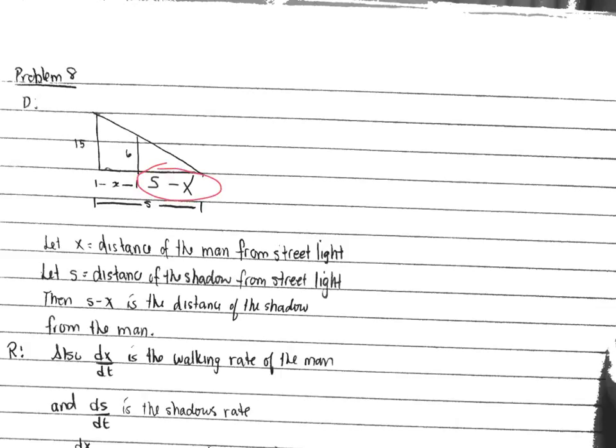Because what I see here is two different triangles. I see the large triangle, where this is 15, the pole, and this is s, which is the distance of the shadow. And then I see a smaller triangle that looks sort of like this. Here I notice the distance from the shadow to the man, which is s minus x, and then the height of the man, which is 6. Now that I view two triangles and I have nice measurements, I know that I can set up some type of equation. And we'll come back to that in a minute.